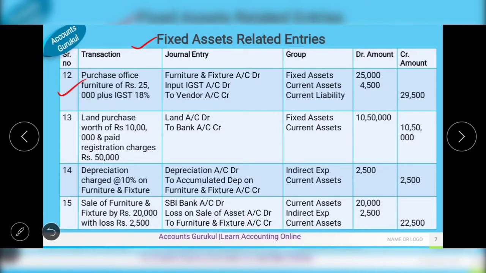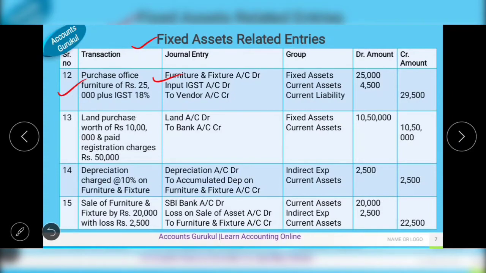So what's the entry for that? So furniture is our assets. So furniture and fixtures account debit 25,000. IGST जो हम pay कर रहे हैं वो हमारे लिए asset है, क्योंकि that's going to be adjusted against our output liability और we will go for asking the refund from the government. So input IGST account debit is 4,500. It's our current assets. To vendor account credit, क्योंकि we have to do the payment to the vendor.